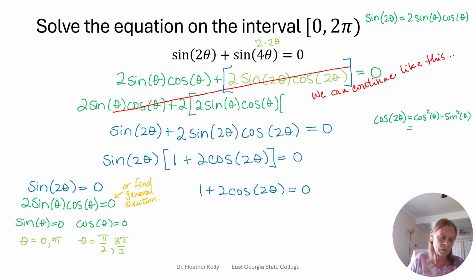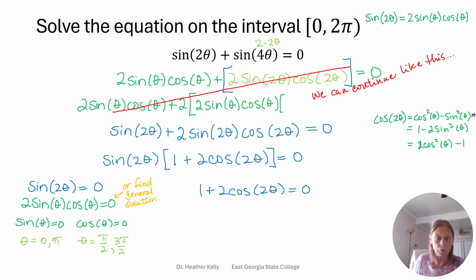Our other option is 1 minus 2 sine squared theta. And then the other option is 2 cosine squared theta minus 1. Okay, so those are all of the ways that we can use this particular formula. Does it matter which one we use here? No, not at all. Now, well, I guess it does. We don't want to use this one. This one doesn't help, but either one of these are fine.